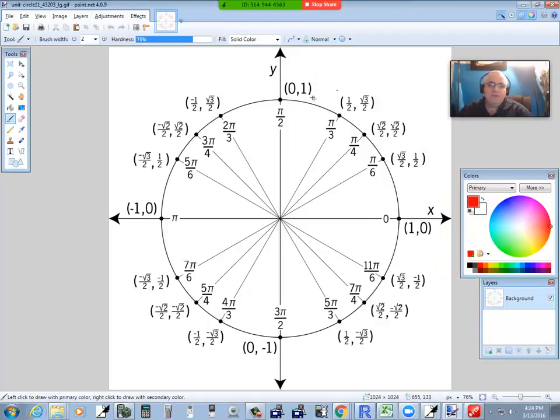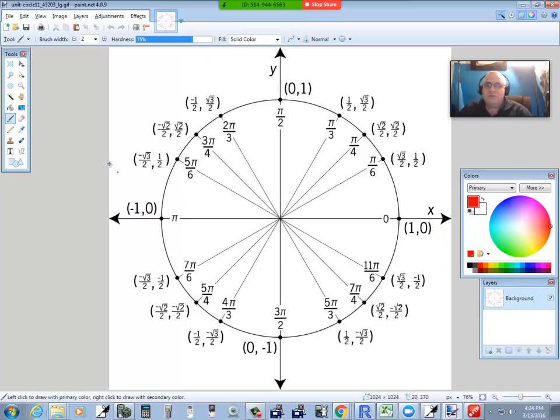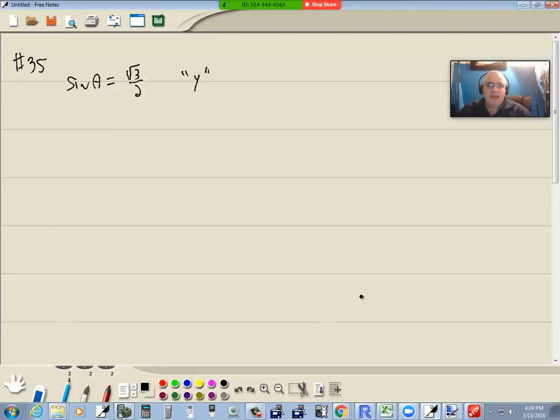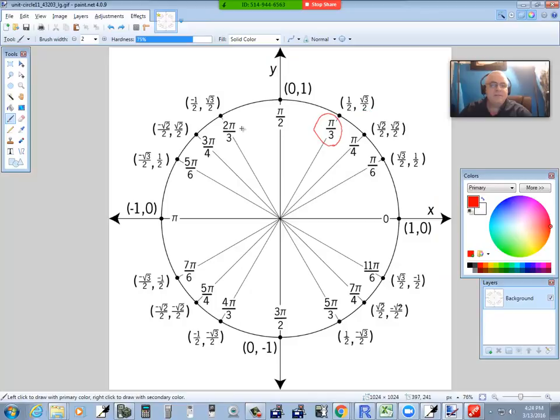If I go around my unit circle and I'm looking for my y values, well, I'm looking for a y equal to square root of 3 over 2. Let me circle this. Square root of 3 over 2 would be right here. Pi over 3 is one of them, because it's square root of 3 over 2. Here's another square root of 3 over 2, so it's 2 pi over 3. Okay, so what we have is theta is equal to pi over 3, and theta is equal to 2 pi over 3. Let me go ahead and clear those off since I've found those.